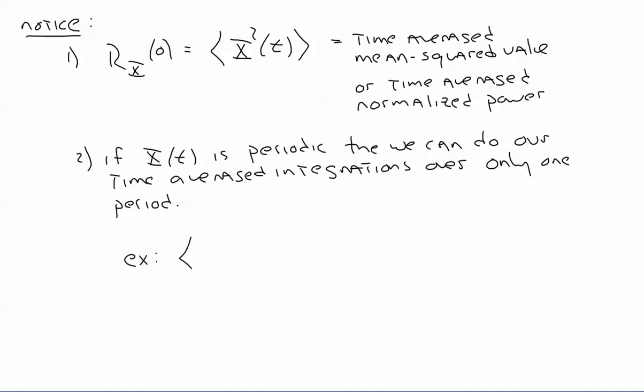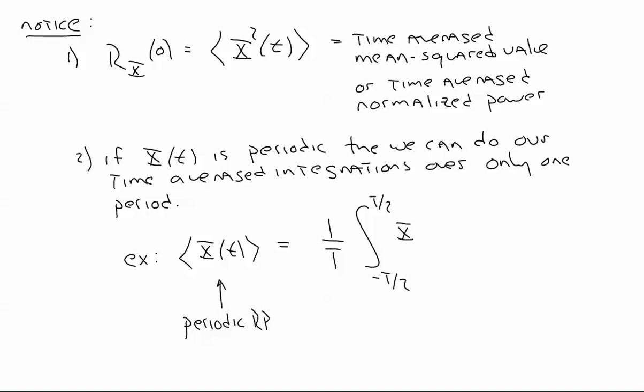So, for example, if we wanted to find the time averaged mean for a periodic random process, if we assume that x of t is a periodic random process, then the time averaged mean is just 1 over T, integral from minus T over 2 to T over 2, x of t dt. And in this case, capital T is the period of x of t. Capital T wasn't necessarily a period on the previous page. It was just a half of the temporal width.